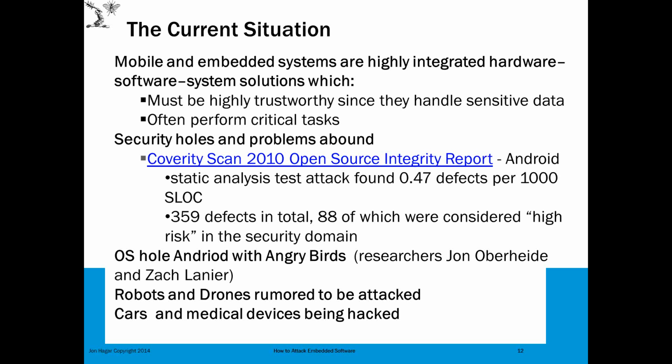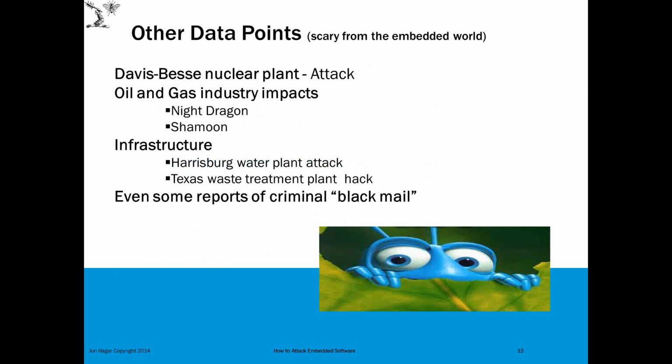And another set of researchers, Jon D and Zach Lanier, I'm probably mispronouncing names, found holes in the Android with Angry Birds, a little bit of that malware, rogue app stuff. In the robotic and drone world, which is a little more towards the embedded side, but they're certainly mobile, they've been rumored to be attacked, and cars and medical devices have been hacked. These mobile devices inside of cars have actually been hacked. Those things scare me.